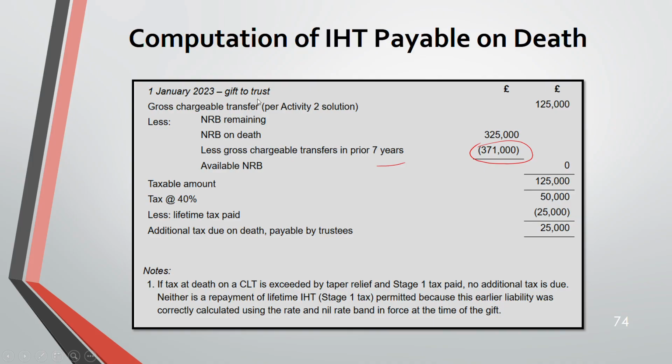And since it's a gift to trust, you must have paid tax, which is 25. You have to deduct from your tax. An additional tax is 25,000, which will be paid by trustees. Now there is one note. That is, if your tax and your TAPA relief is more than the tax that you've already paid, you might get a negative figure, right? Additional tax might be a negative figure. So negative figure means you might get a repayment, no? But in this case, even if it's a negative figure, it will be nil. You have to show as zero. You're not going to get any repayment, and no additional tax is due also.